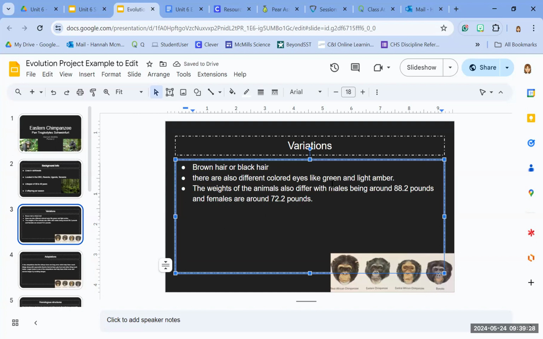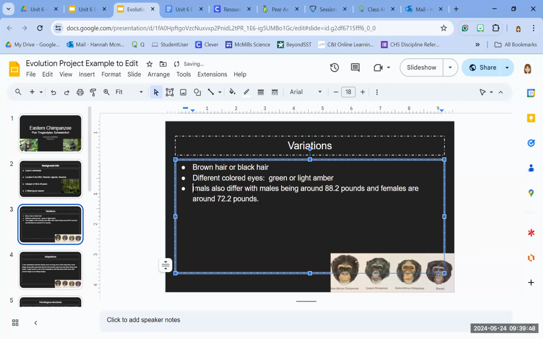Another one would be different colored eyes. Okay, we could put different colored eyes, green and light amber. Okay, the weights differ with males being around 88.2 and females around 72.2.